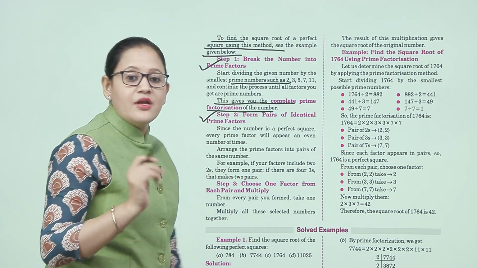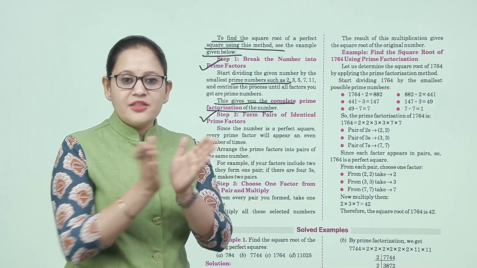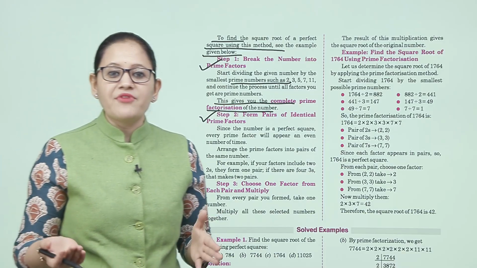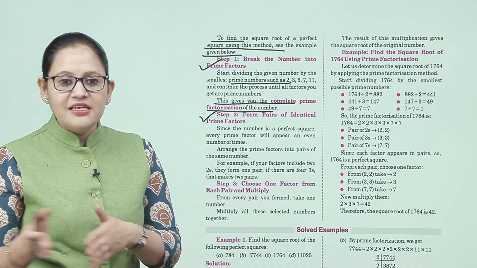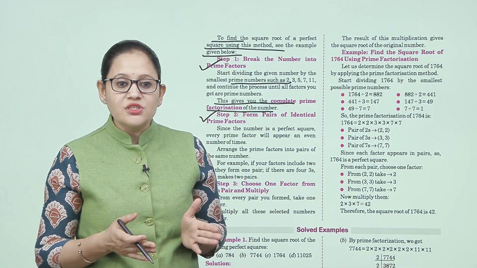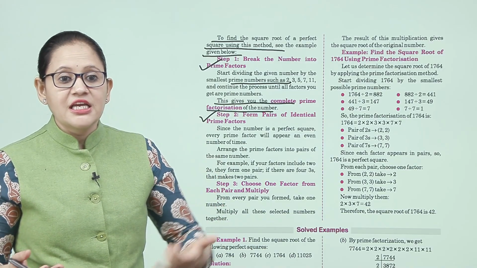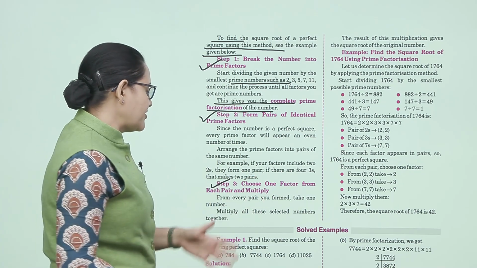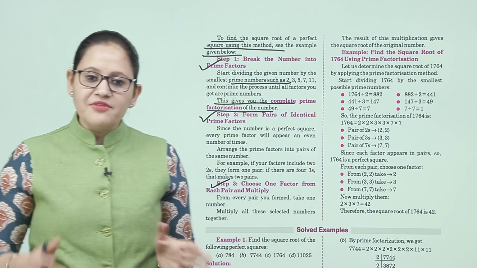Step 2, form pairs of identical prime factors. Since the number is a perfect square, every prime factor will appear an even number of times. So, we will arrange the prime factors into pairs of the same numbers. For example, if your factors include two 2's, they form one pair. If there are four 3's, that makes 2 pairs. Step 3, choose one factor from each pair and multiply.